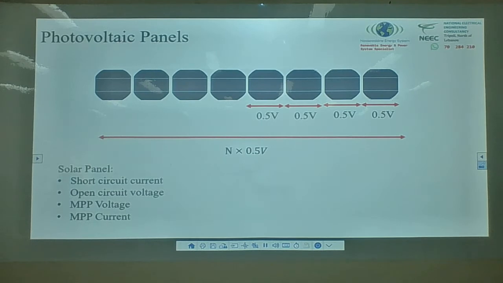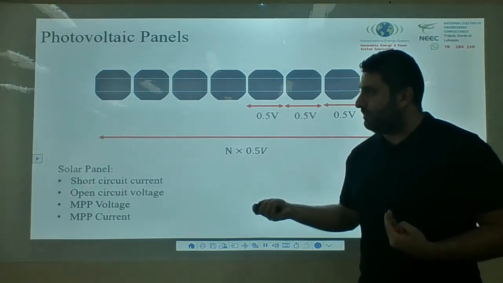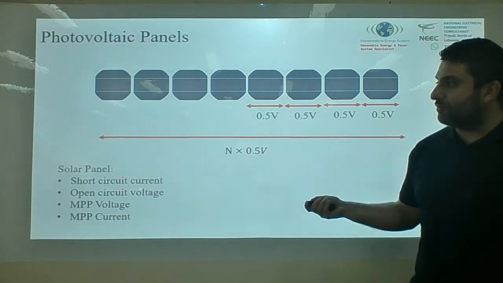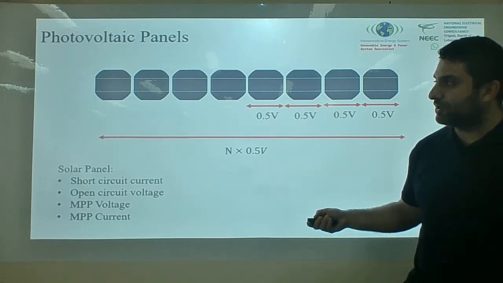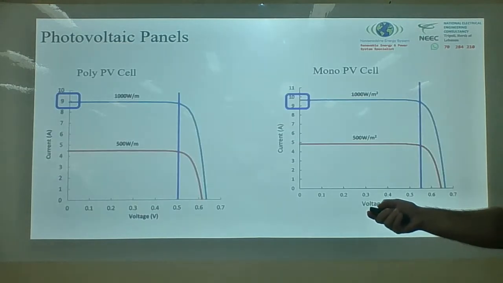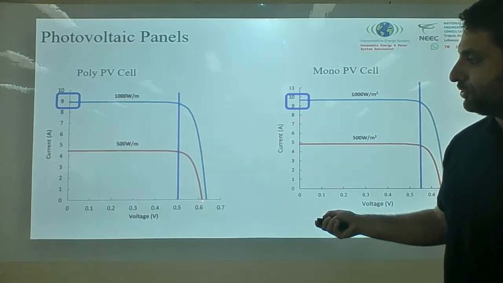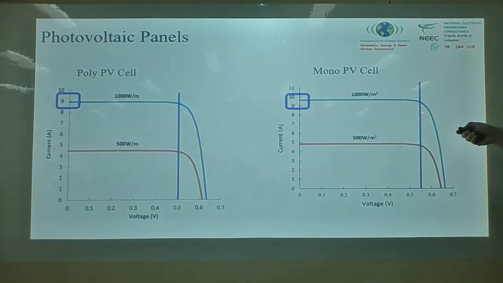I need to define the panels. The solar panel data that I'm interested in for my design: short circuit current, open circuit voltage, MPPT, maximum power point voltage, and maximum power point current. If I go back to what I showed you in here, this represents my short circuit current, this represents my open circuit voltage, and the MPPT is located at a maximum.